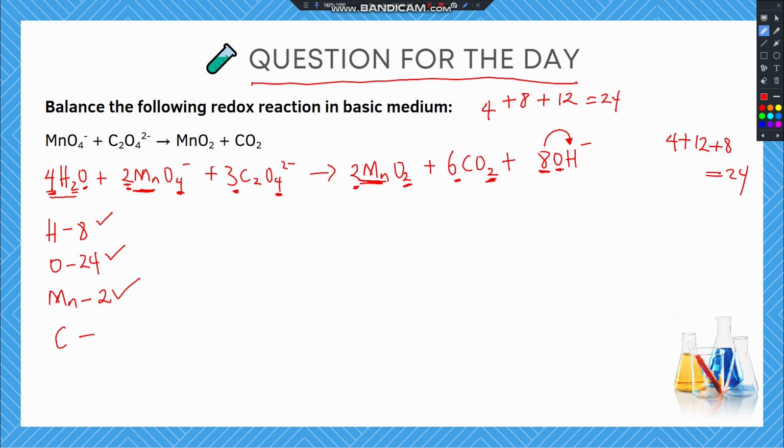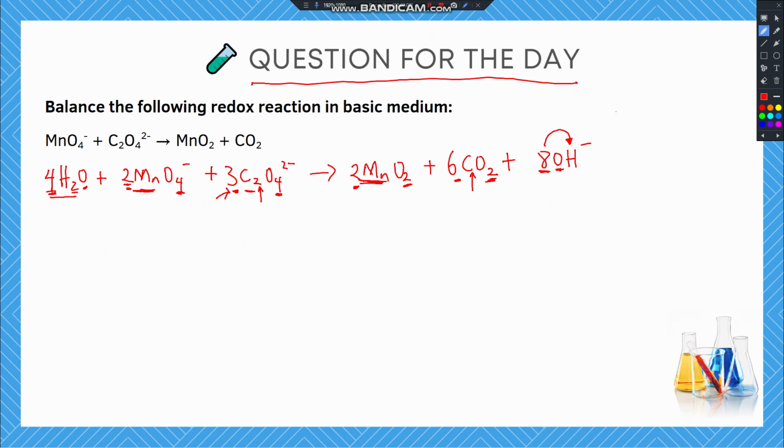For carbon, we have 6 carbon atoms because there is a subscript of 2 and a coefficient of 3. So 3 multiplied by 2 gives us 6. And over here we also have 6 carbon atoms. So carbon is balanced as well. Now that we have checked that the atoms are balanced, let's check if the charges are also balanced.